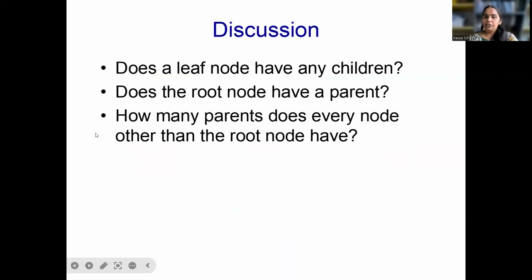So here is a simple question. Maybe you can think and answer. Does a leaf node have any children? So you can think of it, right? Does the root node have a parent? Root node of the tree, does it have a parent? You can think of it. And how many parents does every node other than the root node have? Is it possible to have one parent or more than one parent? So here I have put forth some basic questions with what we have seen so far, and you can try answering those questions.